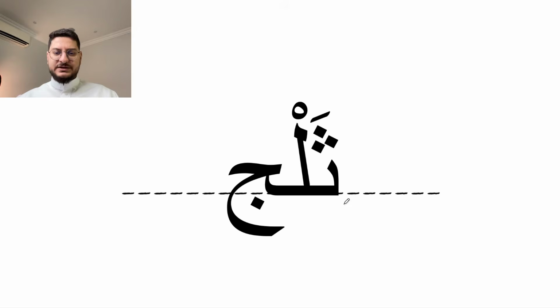I see a fatha in here, so that's the beginning of a syllable. I see a sukoon, the circle in here. Is that the beginning of a new syllable? It's not. So the whole word is just one syllable. Let's try to read it. We have tha, and then we have the la with no vowels, with the circle instead. So it's thal. And then we have the ja with no vowels again. So it's thalj. And thalj means snow.